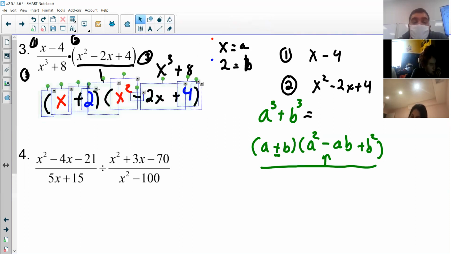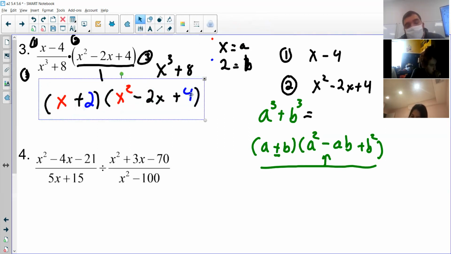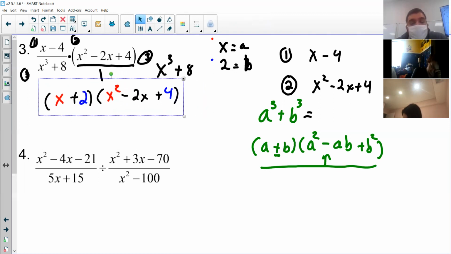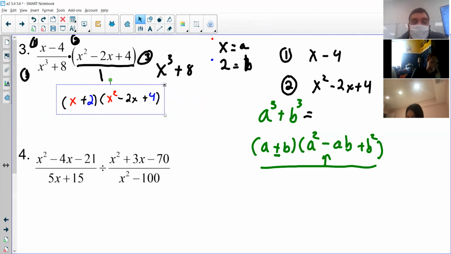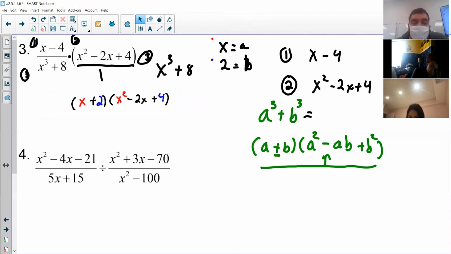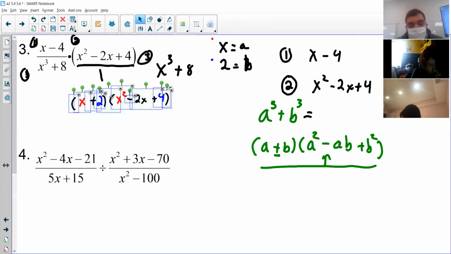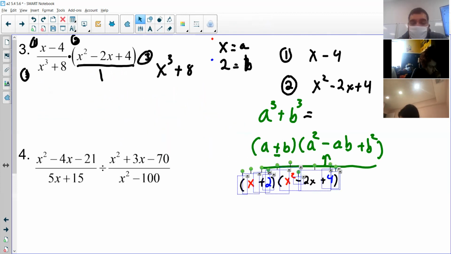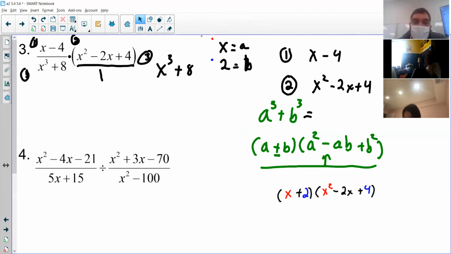So you've got to remember your difference of cubes. Are you going to give us the formula on the test? No. Why do you do this to me? So I'll move that here. That's number 3. And then remember, we didn't need number 4 because it was just a 1.